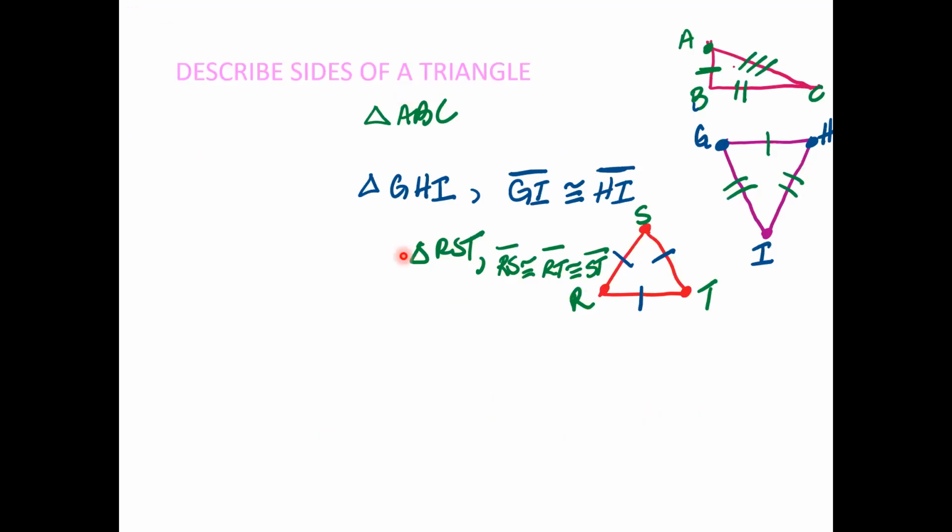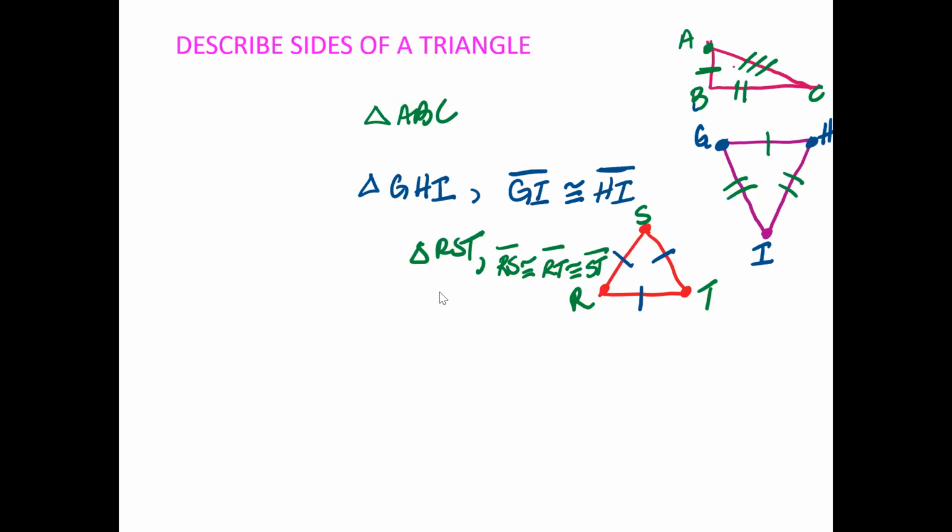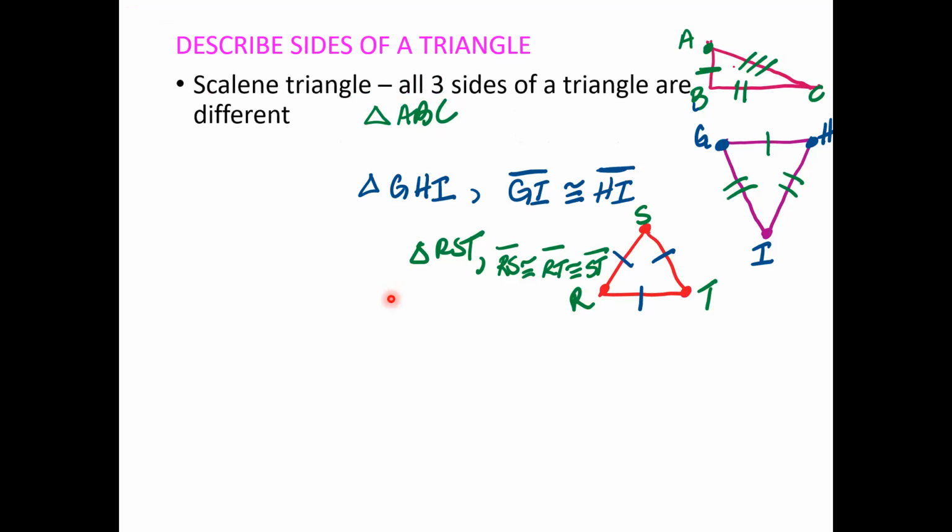Okay, next one. Let's take a look. Describing sides of a triangle. There are three different ways of describing it. The first way is scalene, okay? Scalene means all three sides are different length. Like, for example, triangle ABC, okay?